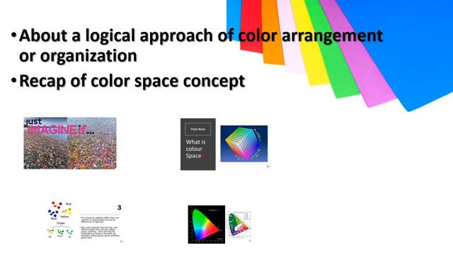In the first part of this lecture series, we went through a logical approach of color arrangement, or color organization. We took an example of a mix of color stones and discussed how these color stones can be separated in an orderly or logical way. We also had a recap of color space and reinforced our concept of the CIE chromaticity diagram.